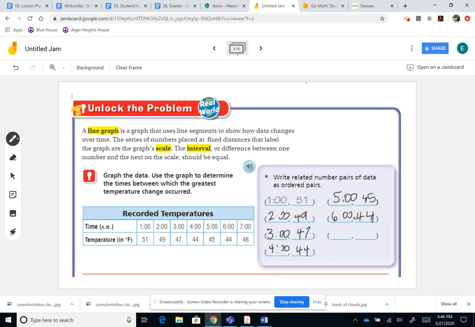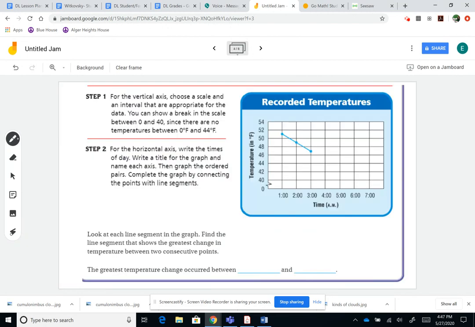And so is that one. And at 7 o'clock, it was 46 degrees. Okay, so we've got all those in. On the next page, I'm going to have to bounce back and forth, but on the next page, we're going to chart this, right?